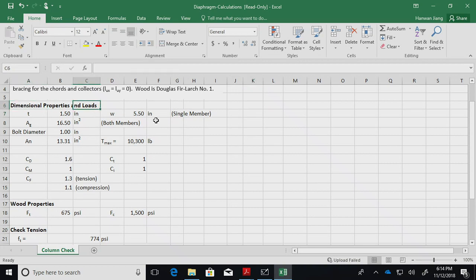So determine the lumber properties and the load. So in a 2x6, T is 1.5 and width is 5.5 for the single member. And so two members, right? So we consider two 2x6 lumbers are active. So the gross area would be 2 times T times W. Okay, the bolt diameter is 1 inch, so the net area would be the gross area, which is 16.5, minus two times the thickness times the bolt diameter plus the hole allowance, the hole diameter being the bolt diameter plus 1/16. And the maximum tension force we calculated is 10.3 kips.